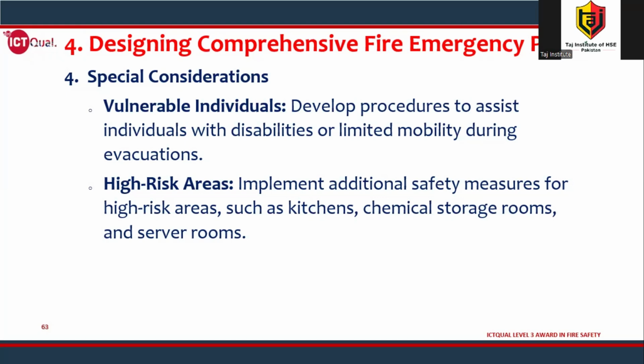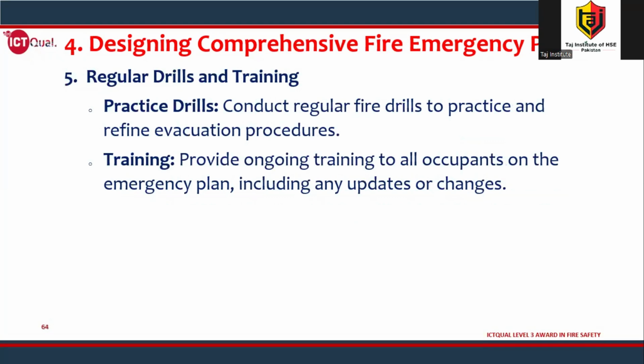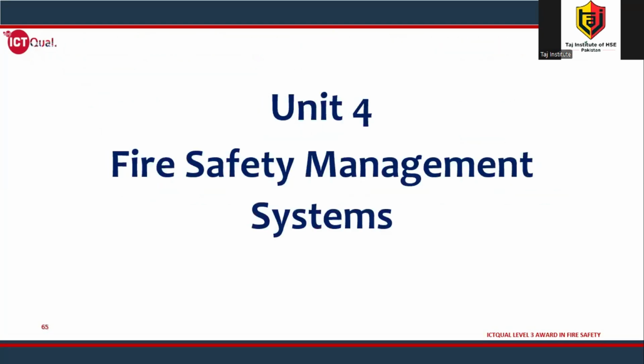High risk areas. Implement additional safety measures for high risk areas such as kitchens, chemical storage rooms, and server rooms. So make any additional implementation about the high risk areas. Mark that area with a label and write there that this is a no-go area for every person, because it is a high risk area. Regular drills and training are most important. Practice drills and training.